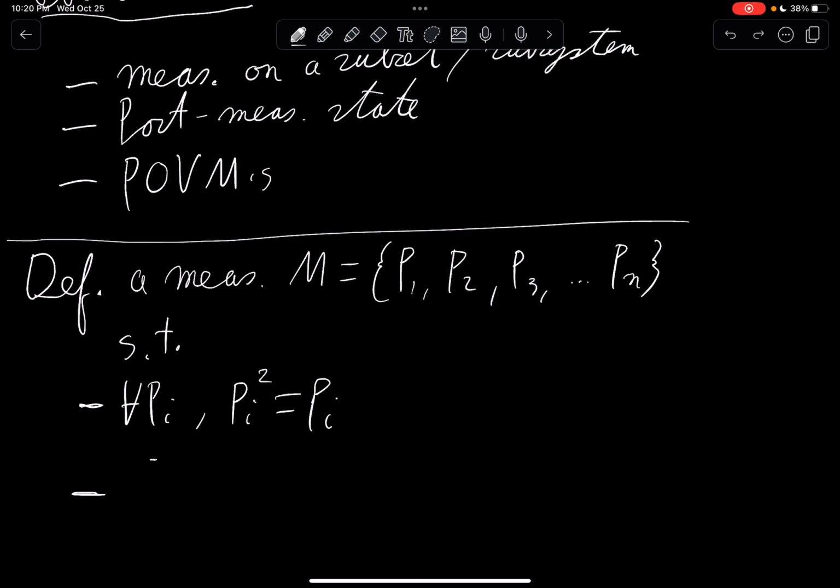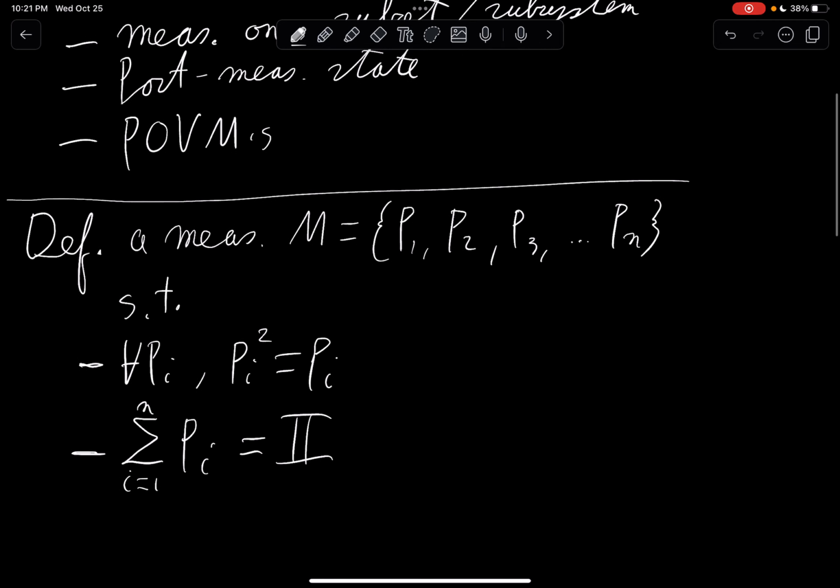Now there's one further condition. I want that if I sum over all the i's that I have, they sum up to the identity matrix. So these are really the only two conditions.